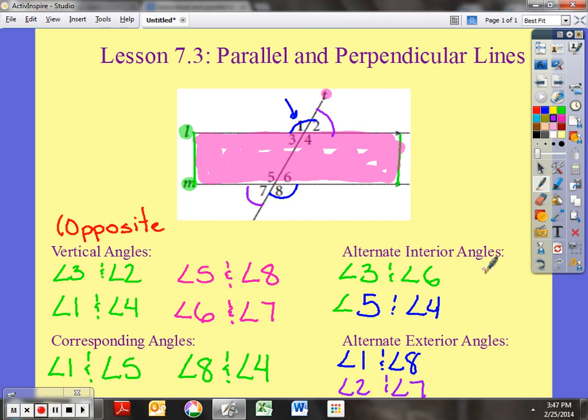So alternate interior angles are congruent to each other. Alternate exterior angles are congruent to each other. Vertical angles are congruent to each other. Corresponding angles are congruent to each other.